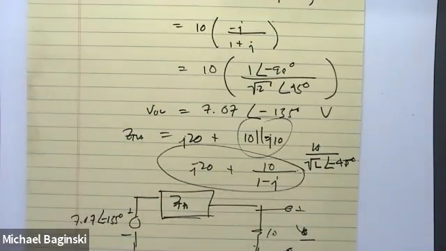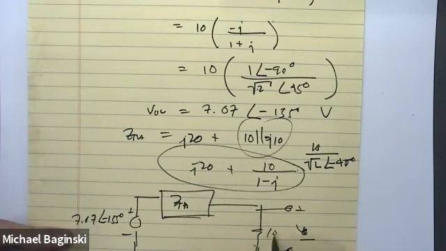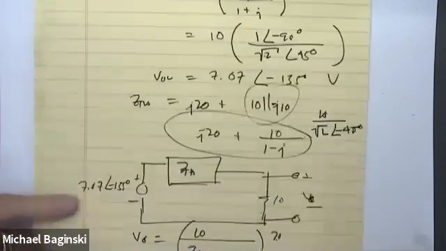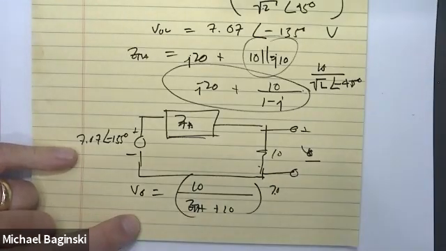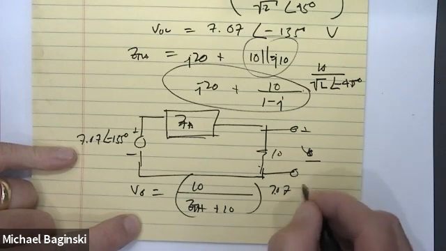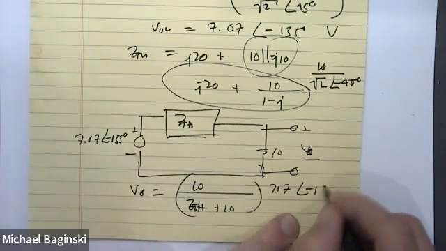I'm not going to bother with that. That's wasting too much time on something that's just really bookkeeping. Finally, for V out, what would it be? It would be the load impedance or resistance of 10, right, over Z Thevenin, plus 10 times 7.07 at an angle of minus 135 degrees.